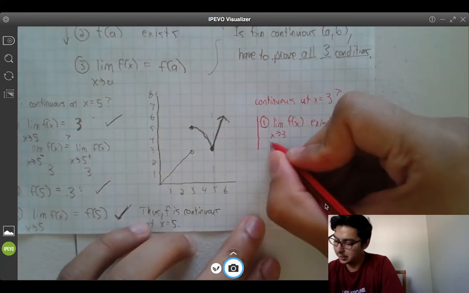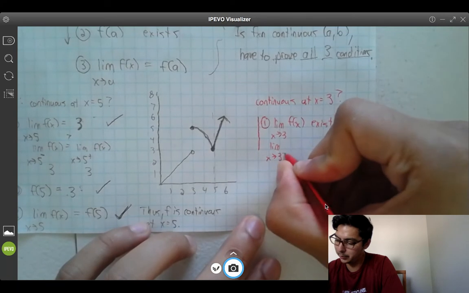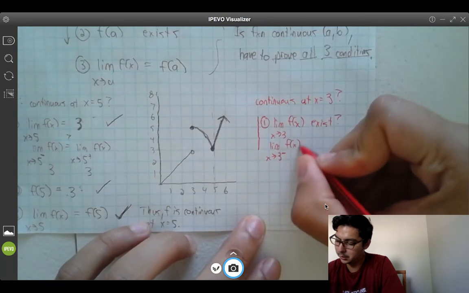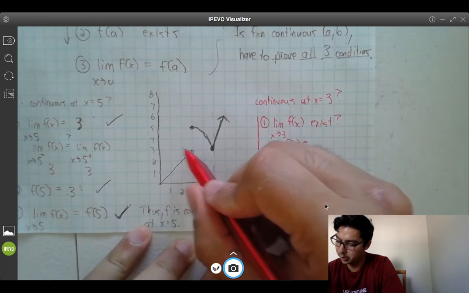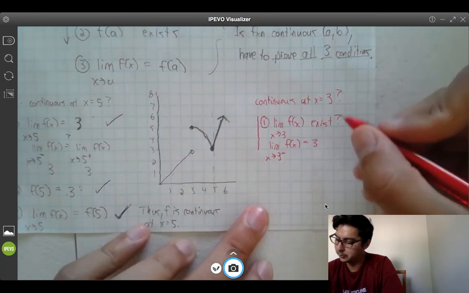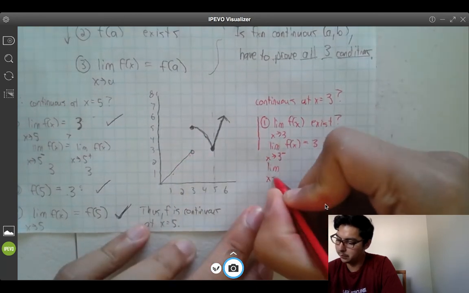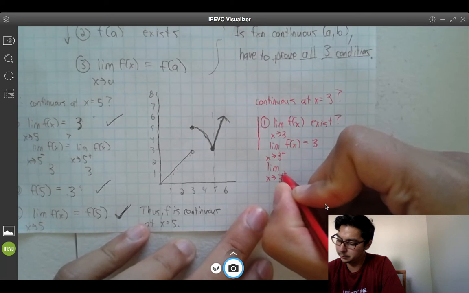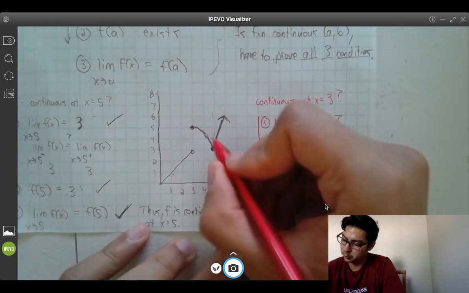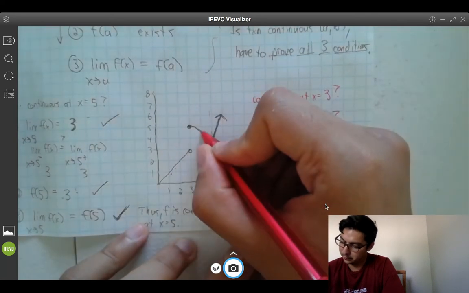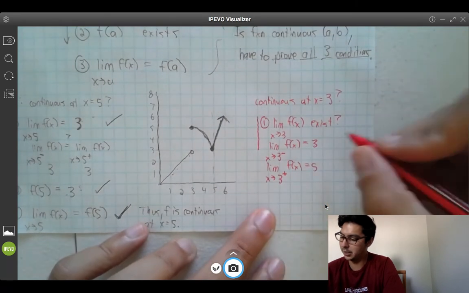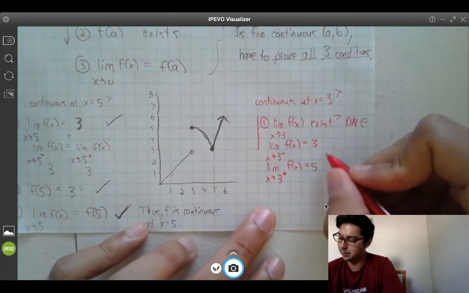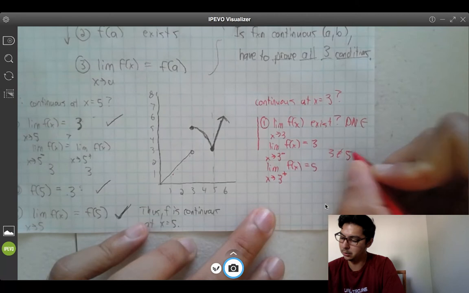Well, the limit as x approaches 3 from the left is equal to, as we approach 3 from the left, we're on the curve here, and we're approaching 3. And as we approach 3 from the right, we're on the curve here, and we're approaching 5. And there you go. In which case, this does not exist because 3 is not equal to 5.